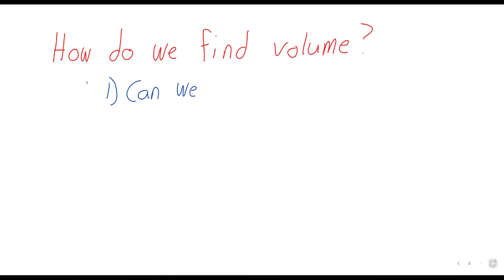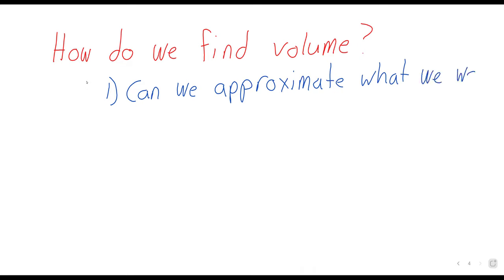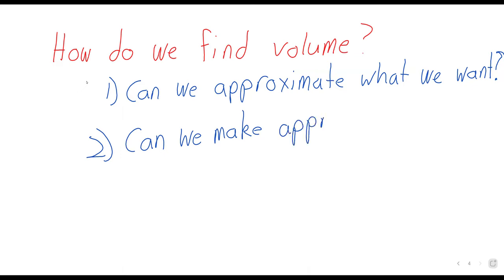First, we ask, can we approximate what we want? So in this case, can we approximate the volume we're looking for? And then, can we make the approximation exact with a limit?